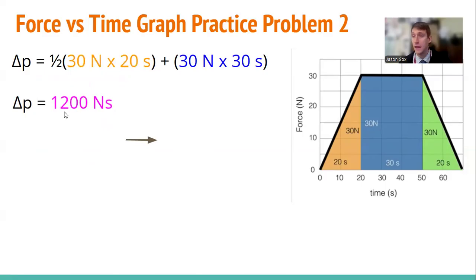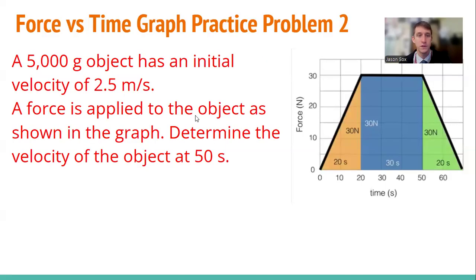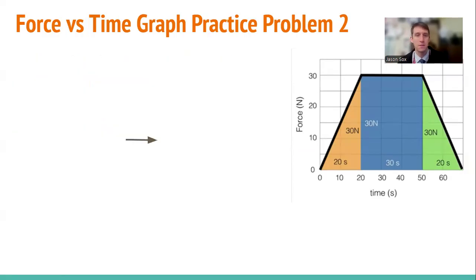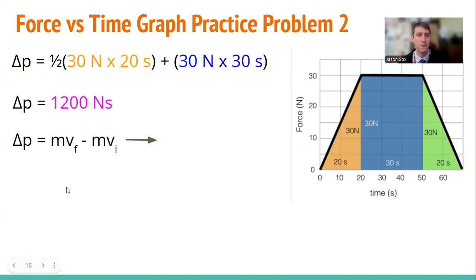Now, that's not the final answer for this problem because our goal is to figure out what the final velocity would be. So again, this is going to be a setup for the impulse momentum equation. The net force times the time is equal to an object's mass times its velocity. So both of those equations mean the same thing. We're going to set those equal to one another. So we have one way to solve for the change in momentum using the area under the curve, which is known as the impulse.